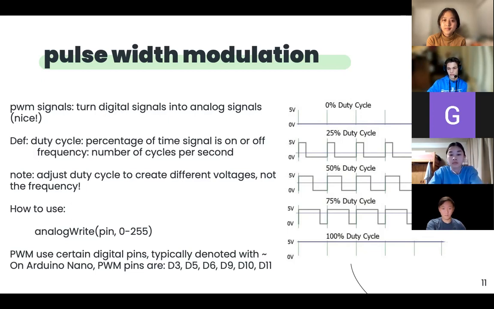It is important to note, though, that when you are adjusting the duty cycle, you're creating different voltages and you're not changing the frequency. So they all have the same frequency, and that will come in later. We'll talk about that later. But yeah, so on the Arduino Nano, if you are looking for PWM pins, they're typically denoted with the tilde. And on the Arduino Nano, they are the pins D3, D5, D6, D9, D10, and D11.